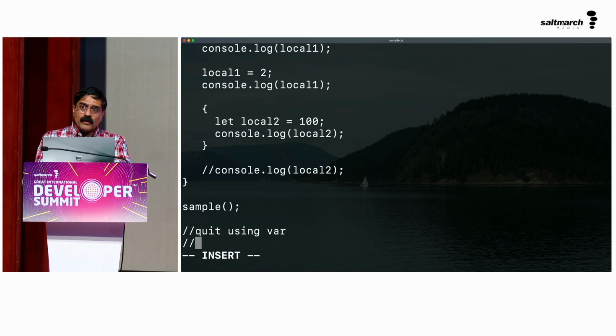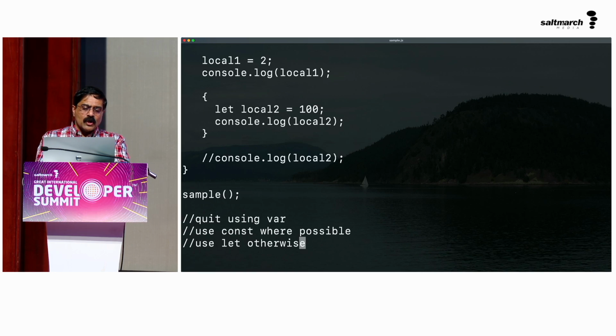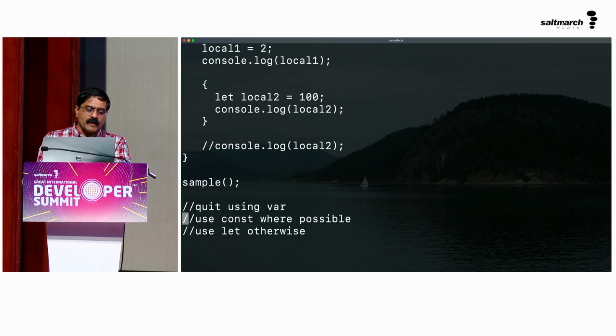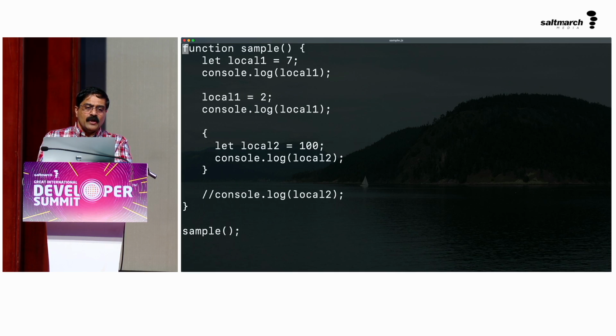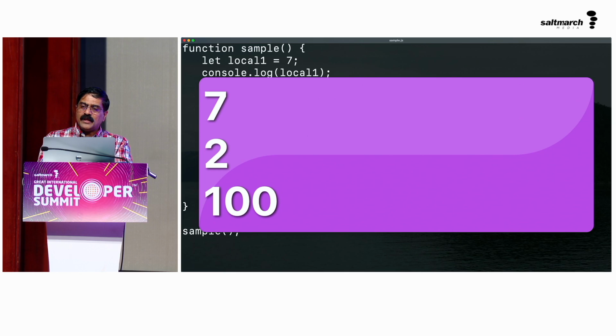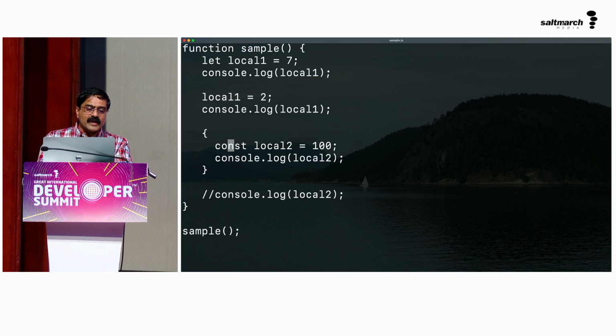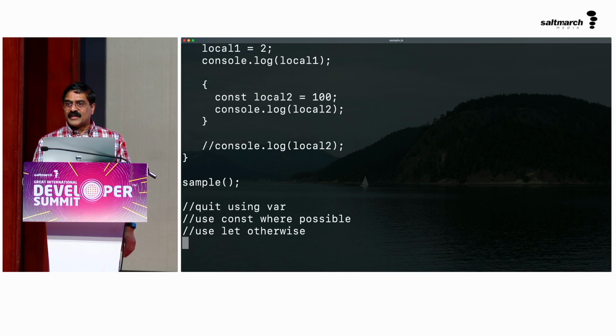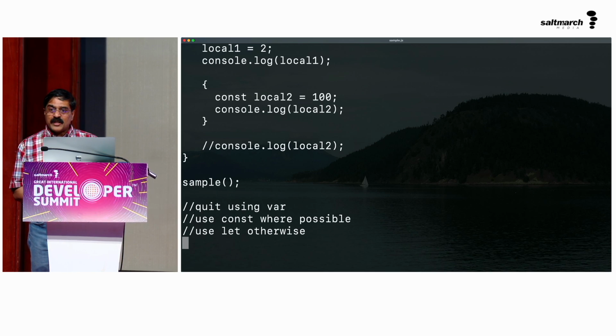But the better answer is use const where possible. So use const where possible, use let otherwise. So back here, this is a let because I want to change it, but this should be a const because I am not changing it, as you can see. So in this case, you want to use a constant instead of a let. Once again, if you configure ESLint, ESLint will tell you that you should be using a constant and not a let, and that is much better.